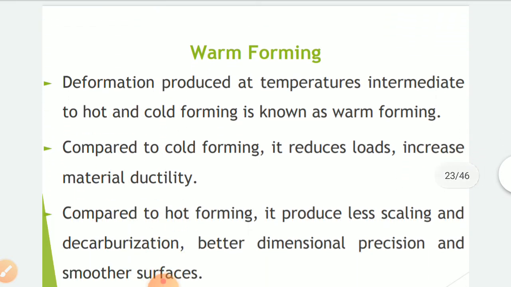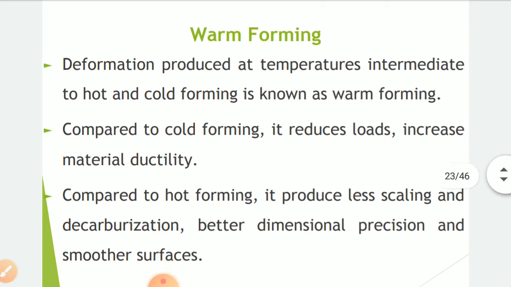Now here are some small terms, like warm forming. It is the forming process between cold working and hot working. If the temperature is near the recrystallization temperature, then that can be termed warm forming. Deformation produced at a temperature intermediate to hot and cold forming is known as warm forming. Compared to cold forming, it reduces load and increases the material ductility, and compared to hot forming, it produces less scaling and decarburization, and better dimensional precision can be achieved.